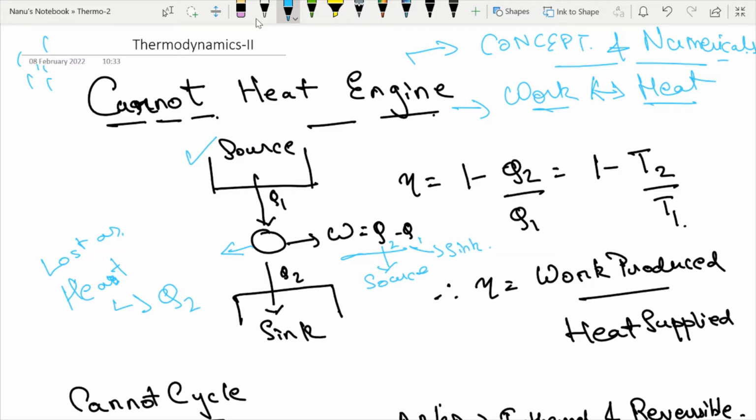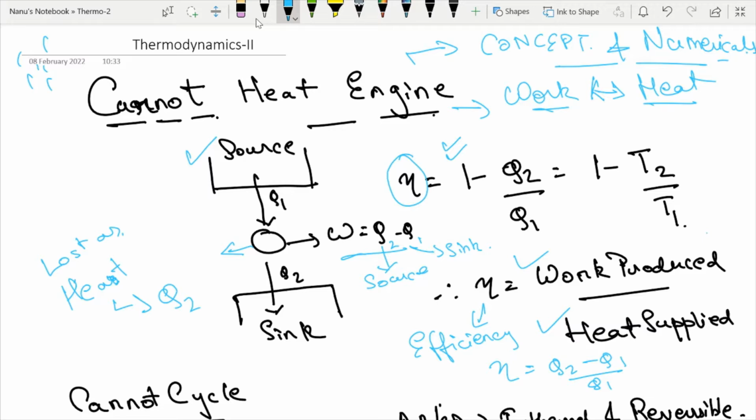And the main thing about the Carnot heat engine is the efficiency. What is efficiency? Efficiency is given by the work produced divided by the heat supplied. So it calculates the output. So what is our work produced? As I said, it is Q1 minus Q2. What is the heat supplied? It is Q1. So eta is equal to Q1 minus Q2 divided by the heat supplied, that is Q1. And if you do the division, you will get this formula, 1 minus Q2 by Q1.